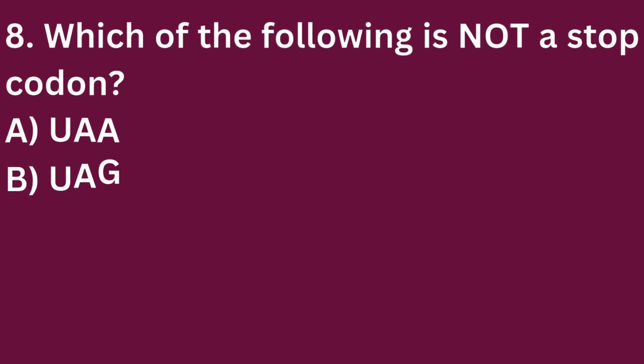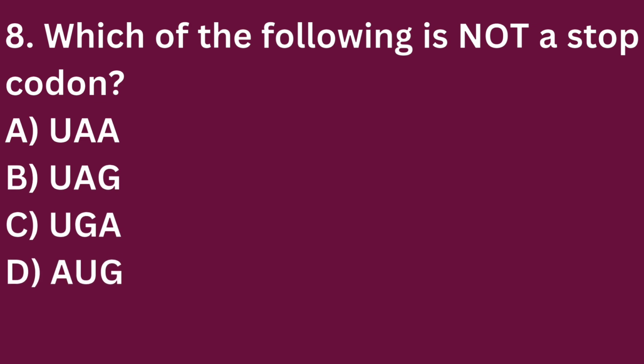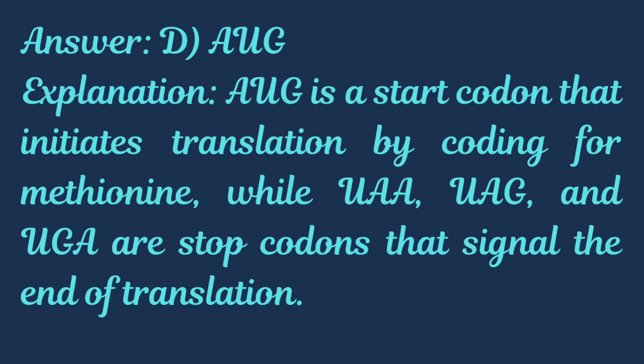8. Which of the following is not a stop codon? A. UAA. B. UAG. C. UGA. D. AUG. Answer D. AUG. Explanation: AUG is a start codon that initiates translation by coding for methionine, while UAA, UAG, and UGA are stop codons that signal the end of translation.